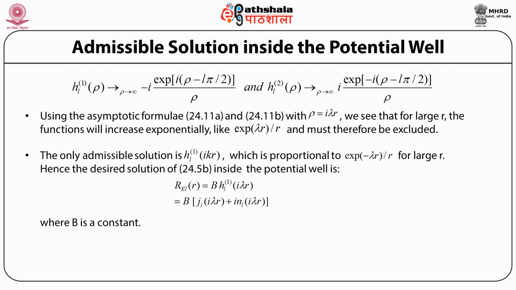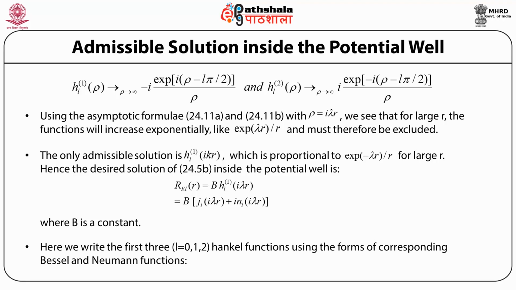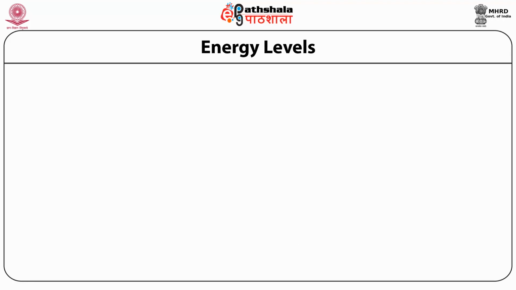Hence, the desired solution of 24.5b inside the potential well is r R_l = B h_l^(1)(i lambda r) equals B into j_l(i lambda r) plus i n_l(i lambda r), where B is a constant. Here we write the first three, l equals 0, 1, 2, Hankel functions using the forms of corresponding Bessel and Neumann functions. Energy levels.